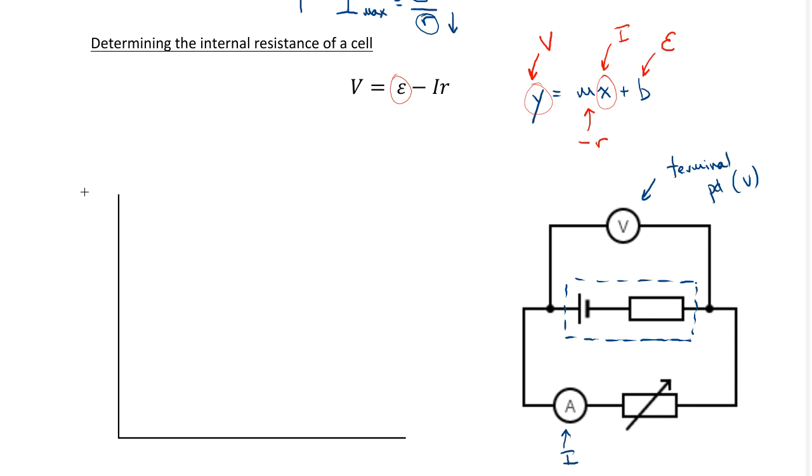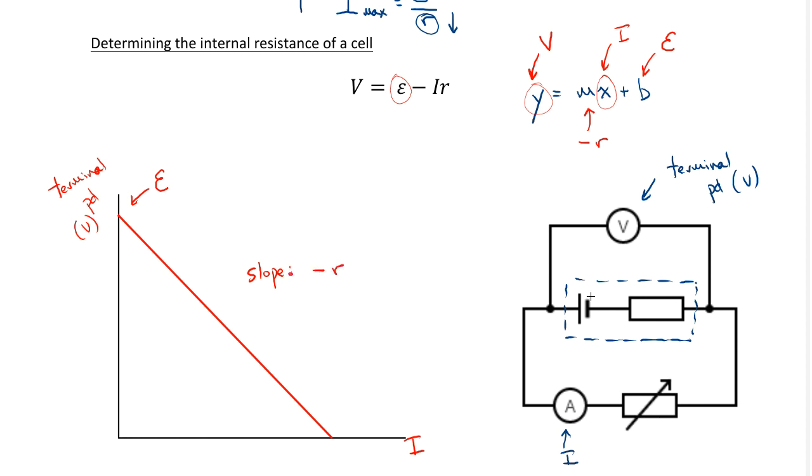So if this is the terminal potential difference here that we're graphing on the y-axis, and if this is the current over here, then when we change the external resistance and measure both the current and the terminal potential difference, we'll get a straight line. So we'll see something that looks like this. And this value here is our EMF, and the slope of this line is negative the internal resistance.